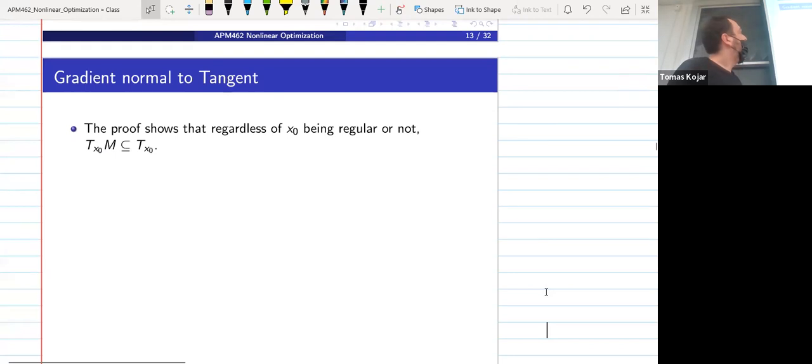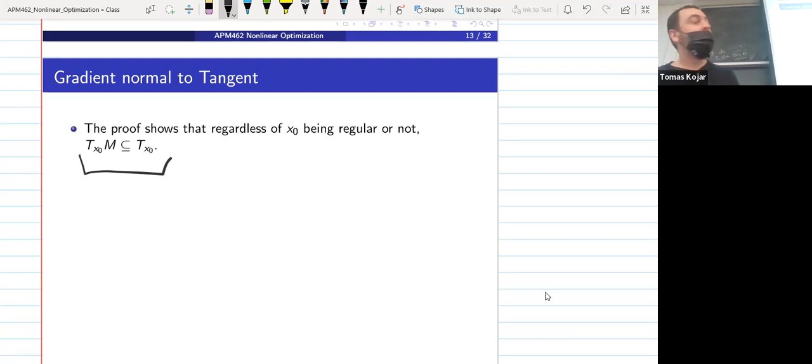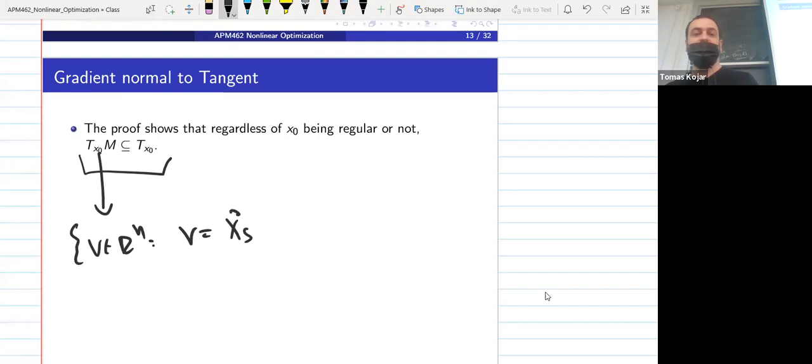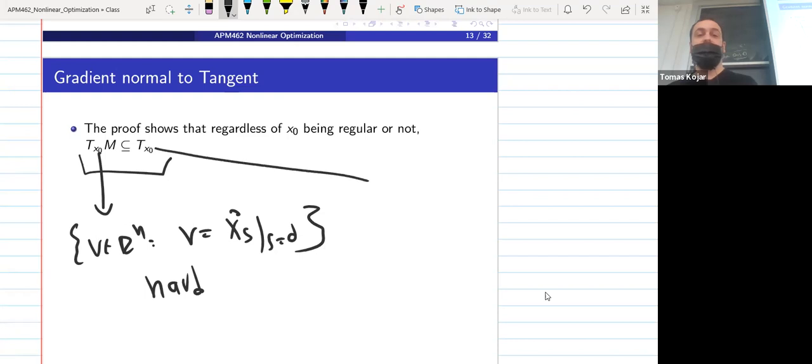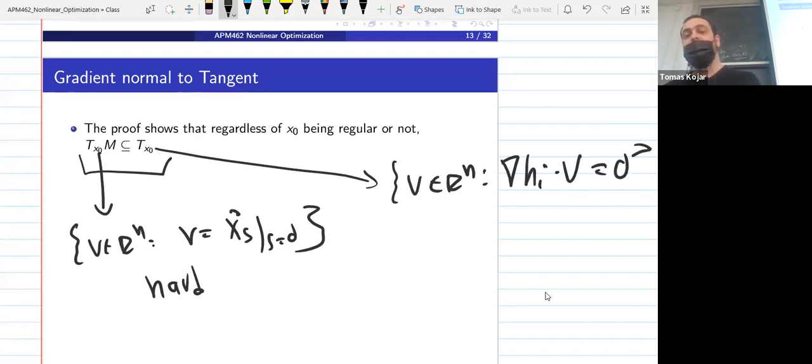All right. One fact we will use is that regardless of whether you're regular or not, one is a subspace of the other. Again, because you might have forgotten what we're talking about, this guy is very complicated to compute. These are all the v's in Rn that are equal to x dot s at s equals 0. This is hard. This guy are all the v's in Rn so that gradient of hi dot v is equal to 0. This is easy to compute.